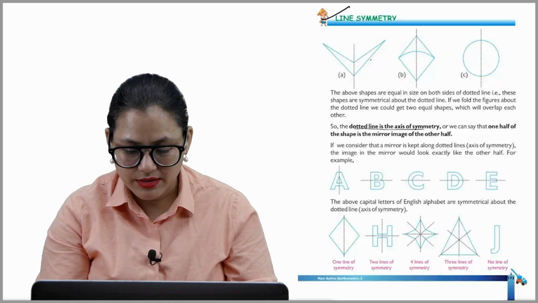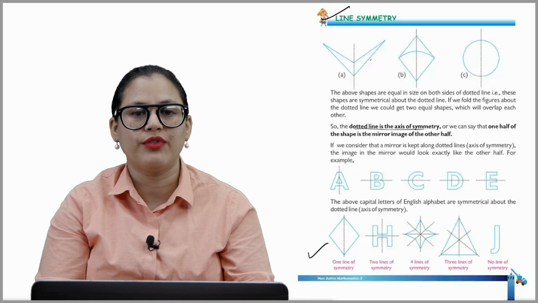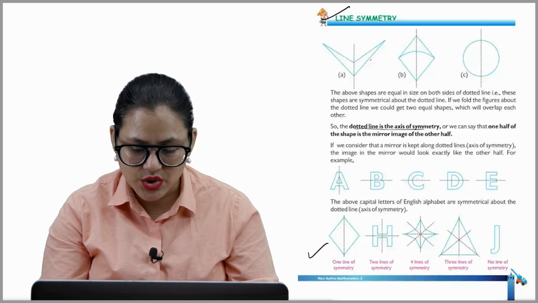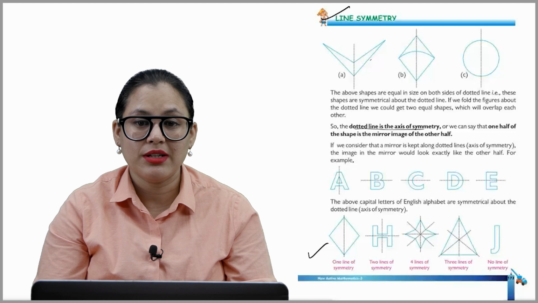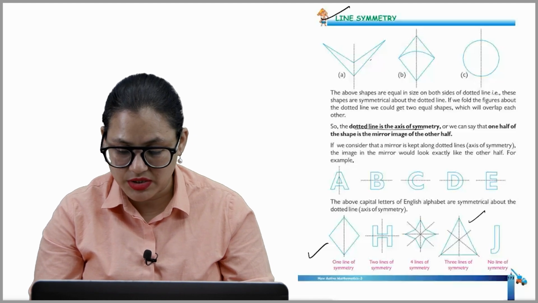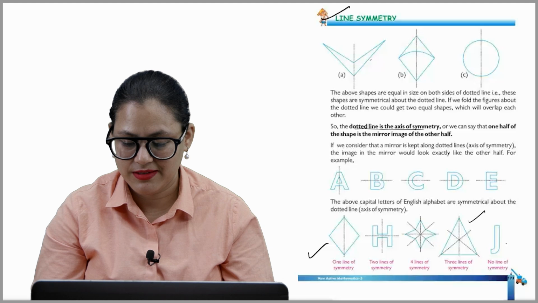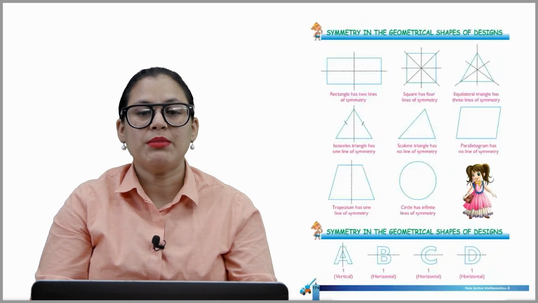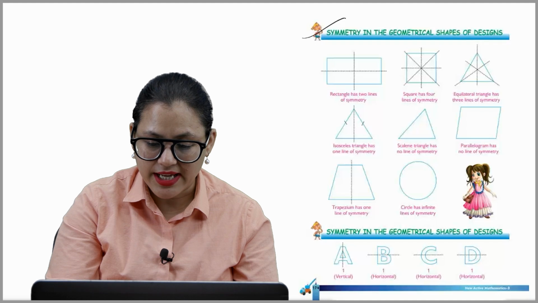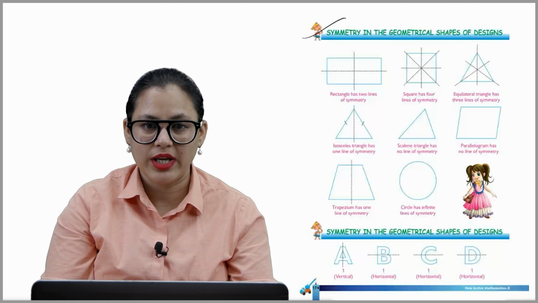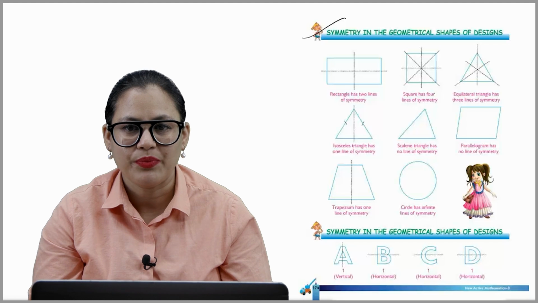Next, see these pictures. This picture has one line of symmetry. Okay, H, it has two lines of symmetry. This figure has 4 lines of symmetry. It has 3 lines of symmetry, and it has no line of symmetry, right? Symmetry in the geometrical shapes of designs. Rectangle has 2 lines of symmetry. Okay, square has 4 lines of symmetry because all 4 sides are equal.